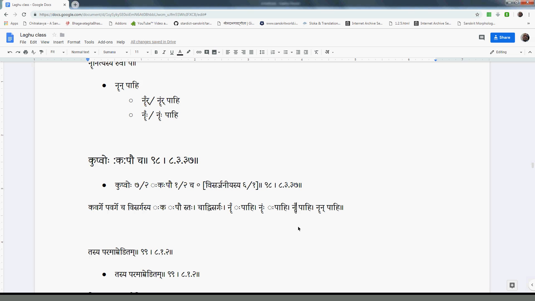So either you should get a jivha mulya or a visarga vibhashya. I don't know about this form here. I'll cross check and let you know what the forms are here. Since jivha mulya is difficult to type here, these four forms that we see here are the four forms. But this fifth form that we see in Nrun Pahi, I'll confirm how this remains in Nrun Pahi.